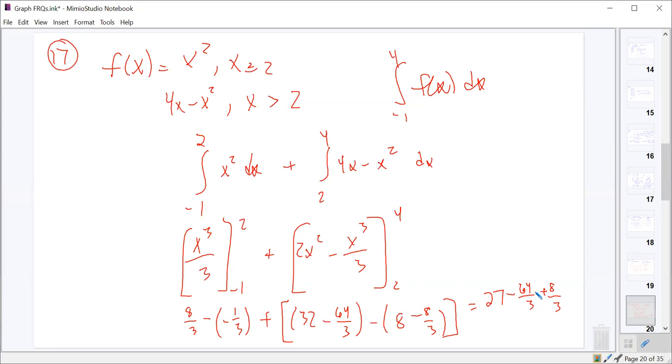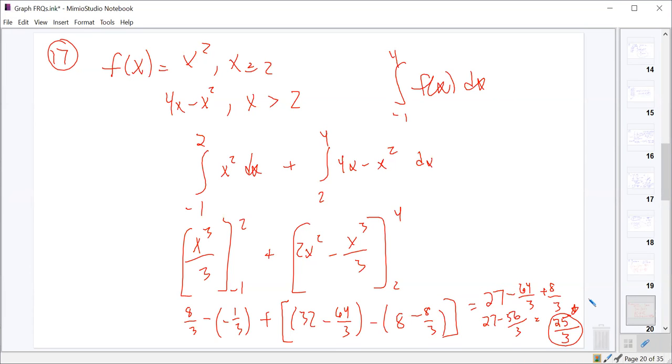What is that? That's 56/3. So 27 minus 56/3, which ought to be, let's see, 3 times 27 is 81. So I guess that ought to be 25/3. Hopefully I did all that arithmetic right there. Yeah, that's an answer choice. So hopefully it's the right answer choice. Is that what you all got? Or is that what it says C is 25/3? Yeah. The right answer? Yeah. Perfect. I did my arithmetic right.